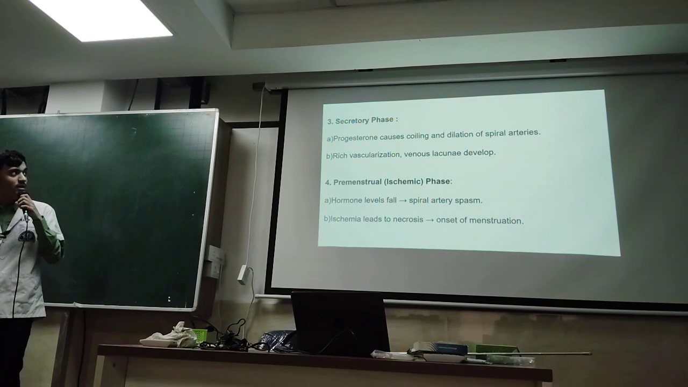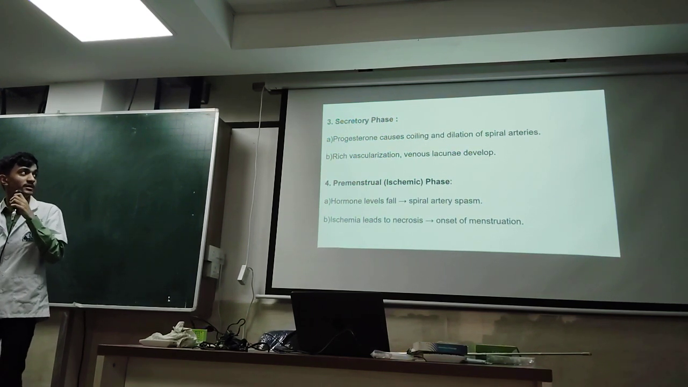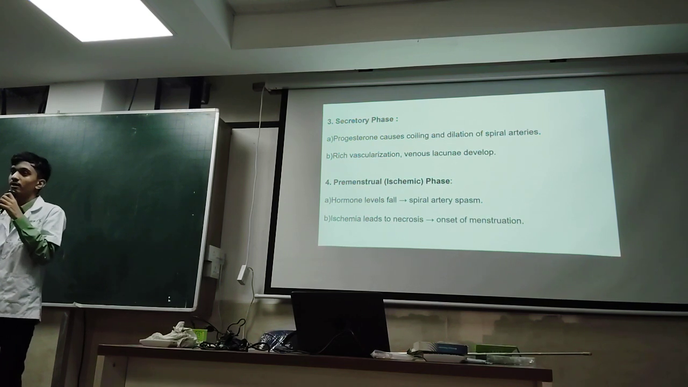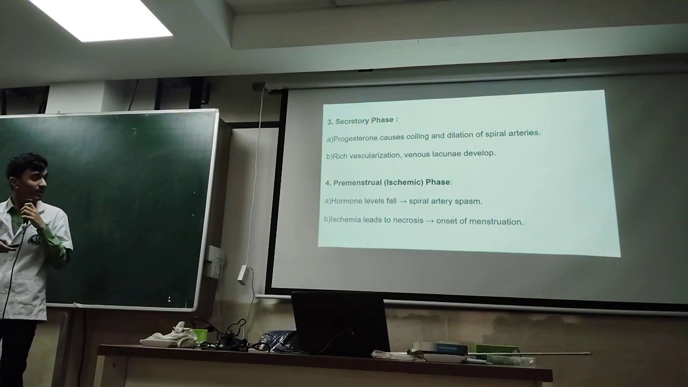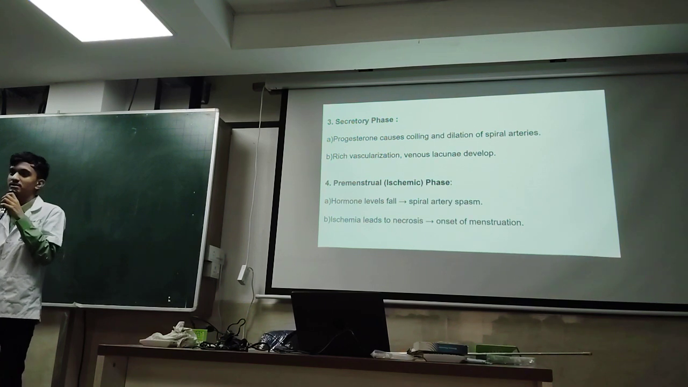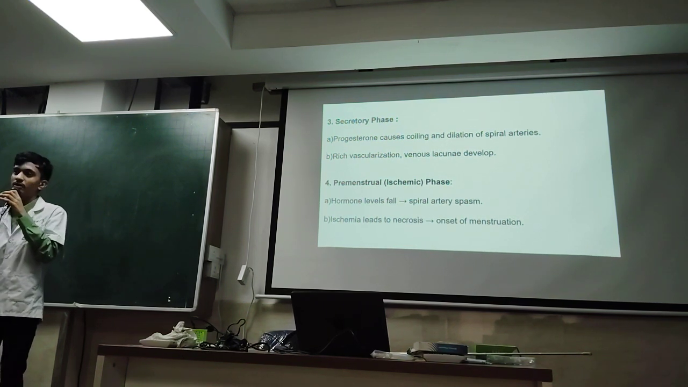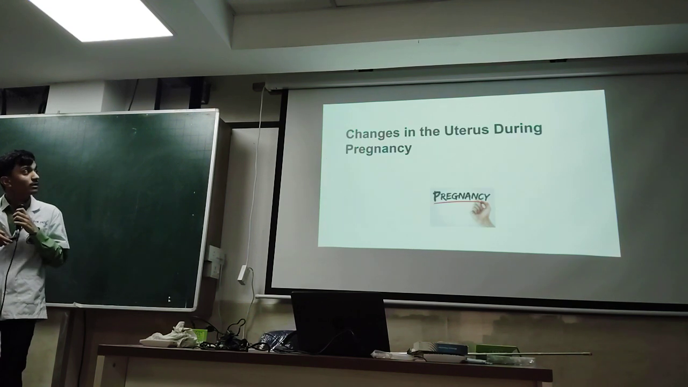In the secretory phase, due to progesterone, there is coiling and dilatation of spiral arteries and there is devascularization and the venous lacunae develop. In the premenstrual phase, due to the fall in hormonal levels, there is a spasm of spiral arteries, which leads to ischemia and necrosis and the onset of menstruation.